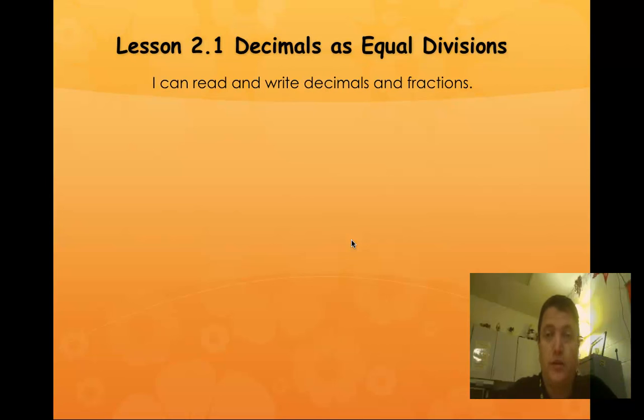This unit is going to focus on decimal numbers. So lesson 2.1, decimals is equal divisions. I'd like you to write that at the top of your math notebook page, and then write the I can statement. I can read and write decimals and fractions.